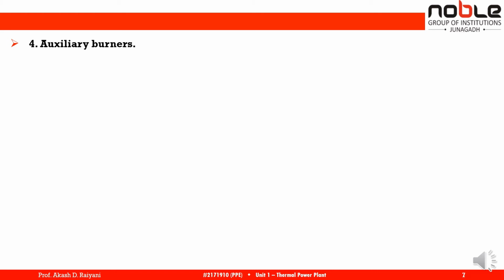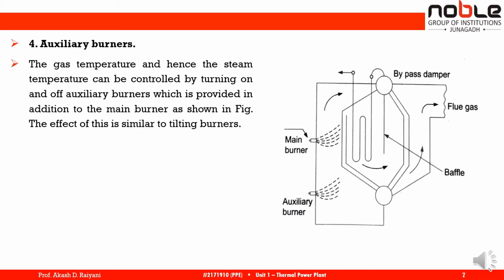Next one is by using auxiliary burners, we can control the superheat. You can see from the schematic diagram, here we are using two kinds of burners, auxiliary burners and main burners. The gas temperature and hence the steam temperature can be controlled by turning the auxiliary burners on and off, which are provided in addition to the main burner as shown in the figure. Here the effect of this burner is similar to the tilting burner.